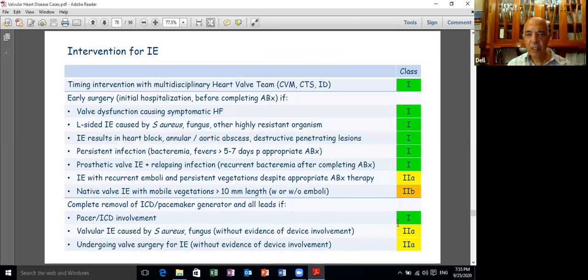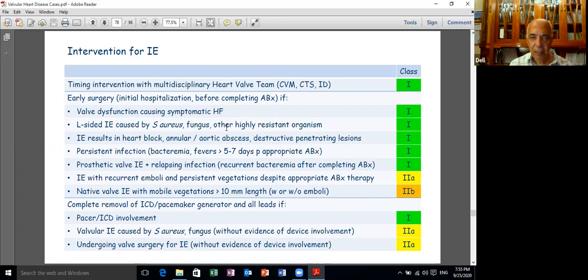When to intervene surgically in infective endocarditis, there are a lot of class 1 indications. This should be decided by a multidisciplinary team, but an early surgery is mandatory if the patient gets heart failure. So this is the primary indication. Heart failure that is the result of valvular dysfunction or a fistula or an aneurysm or a pseudoaneurysm. Any of these things that produce heart failure, class 1 indication for surgical intervention.